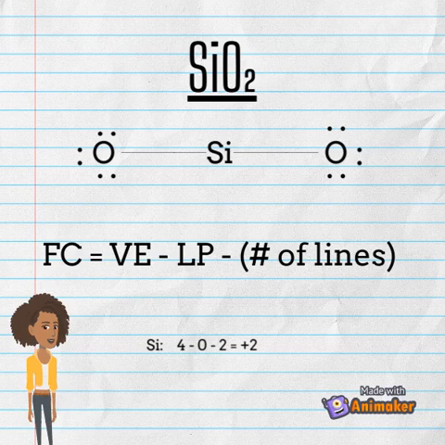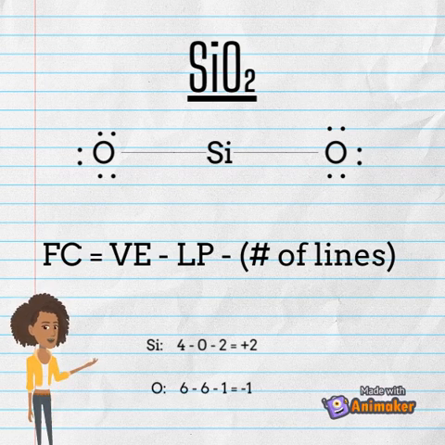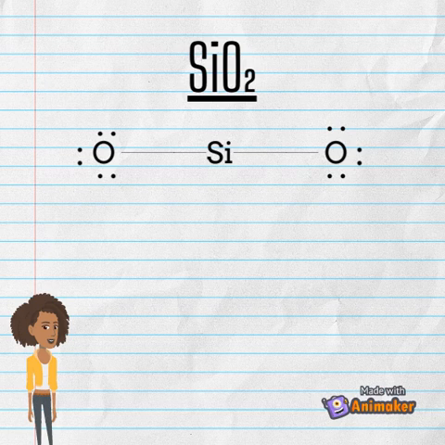Then for the oxygen atoms, we'll start with 6 valence electrons, minus 6 lone pair electrons, minus 1 line from the single bond with silicon. This will give us negative 1. You might be thinking that this is okay since it gives us a net formal charge of 0, but we want the Lewis structure with the lowest charges on each atom.